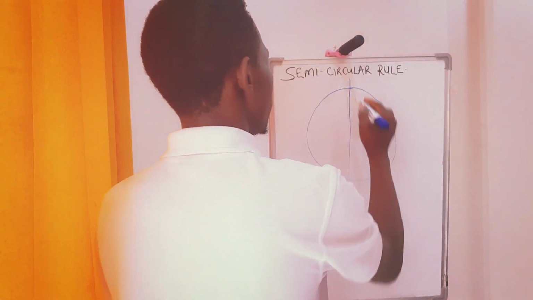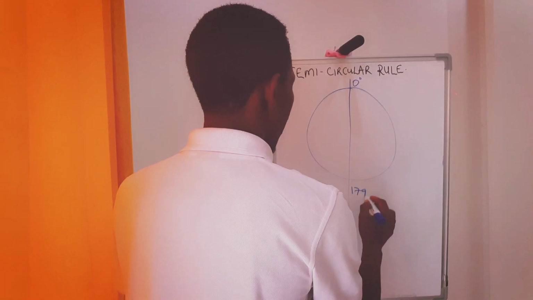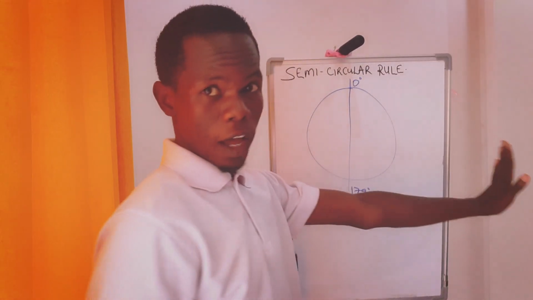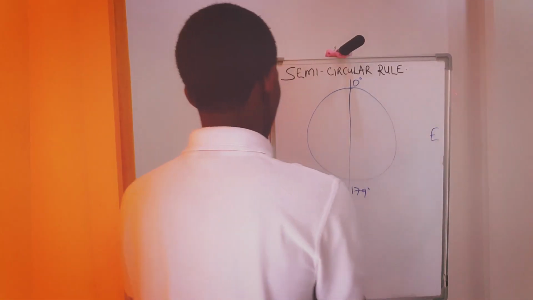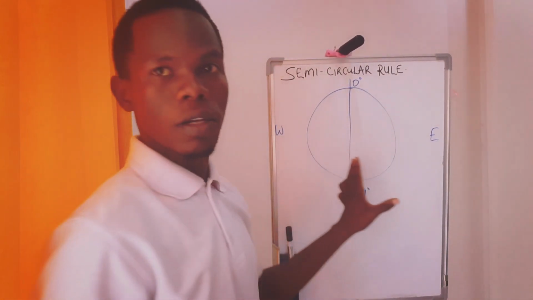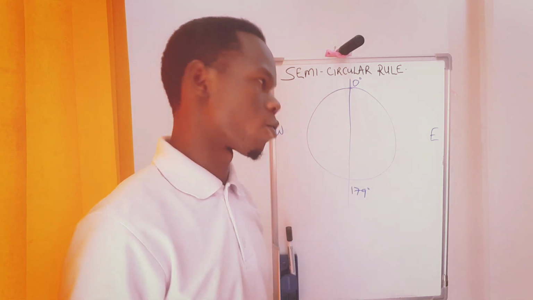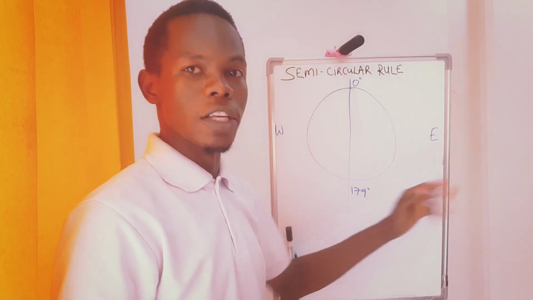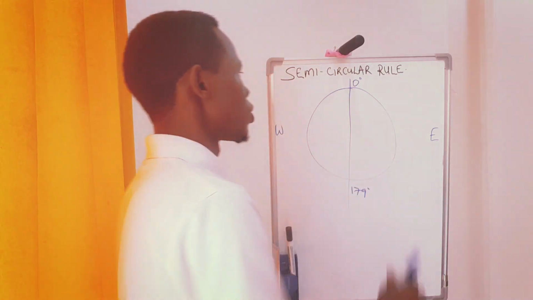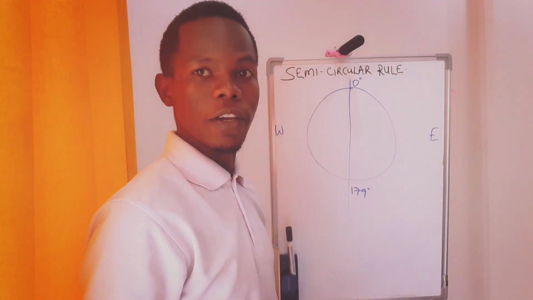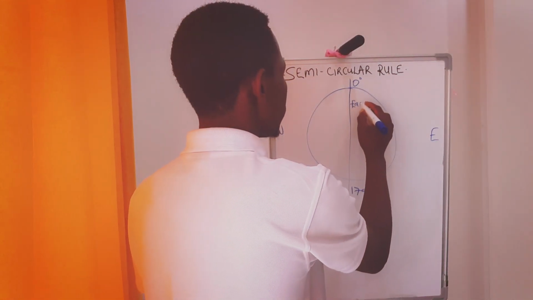Just as I say, between 0 degrees and 179 degrees, these are called easterlies. Because remember, we have our eastern direction this way and our west. We don't consider north and south when it comes to the semicircular rule. We consider mainly the east and then the west. So if your magnetic heading is between 0 degrees and 179 degrees, that is an easterly.